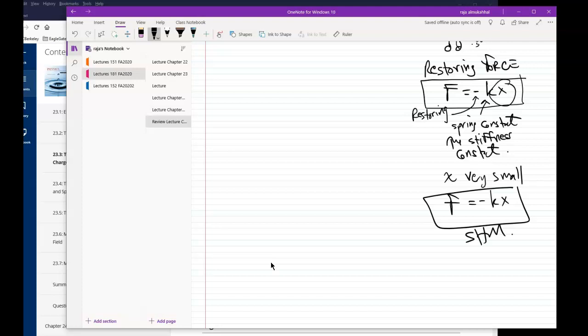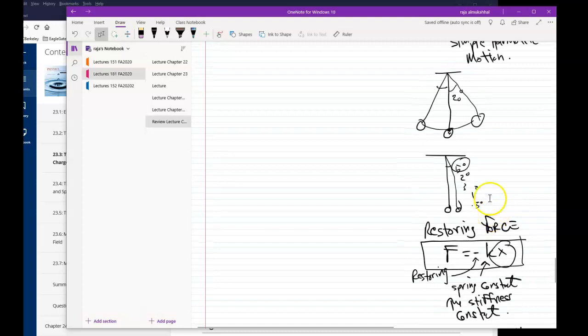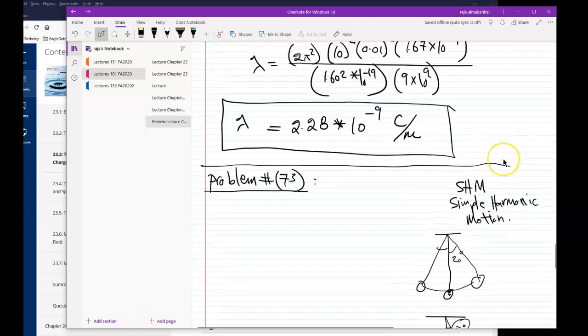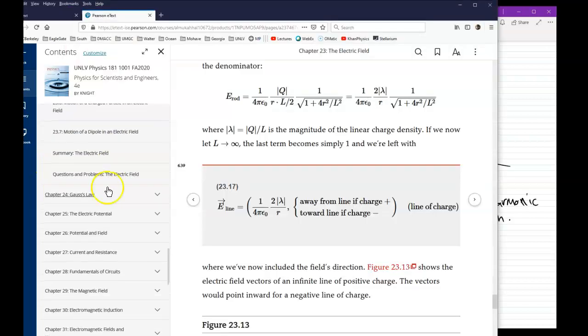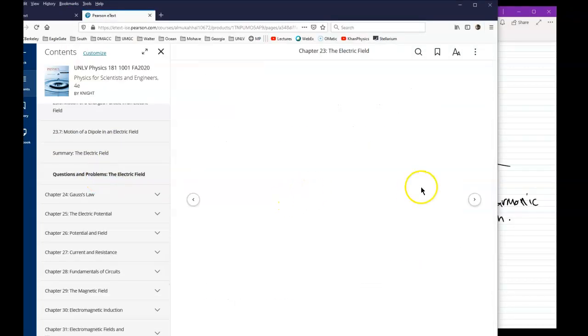Now, let's go to the problem, and I will elaborate on this important formula when we solve this problem. That's why I wanted to do this problem. Such a cool problem, because it teaches you other things beside the actual statement of the problem. All right, so it is in chapter 23. I need to go back there. 23, question number 73.